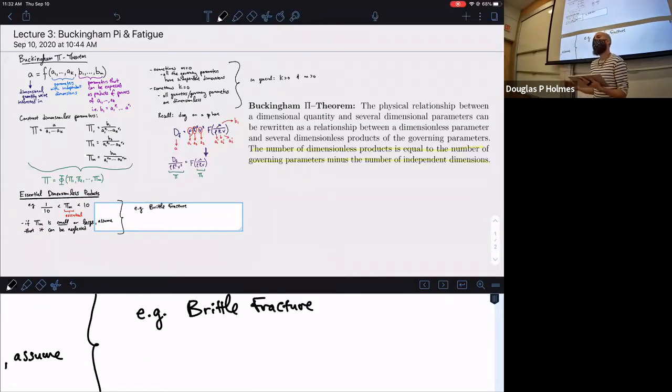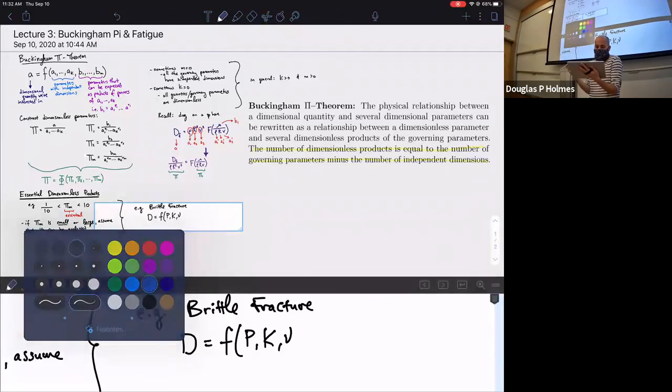So in the brittle fracture problem, I kind of just neglected to write. If you recall, what we were looking for was the crack width, or the width of the base of that cone, capital D. And we said, okay, well, capital D should be some function of the applied load, the stress intensity factor, the Poisson ratio.